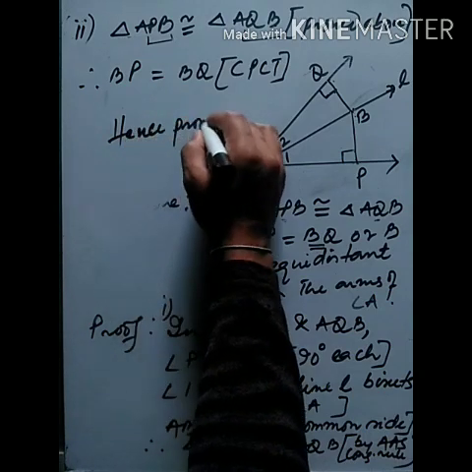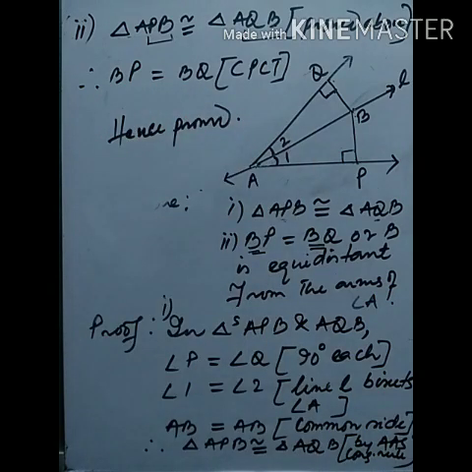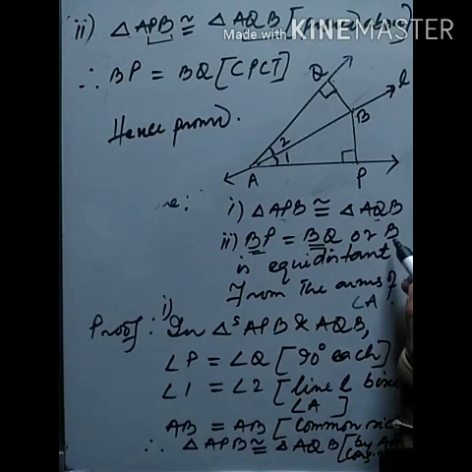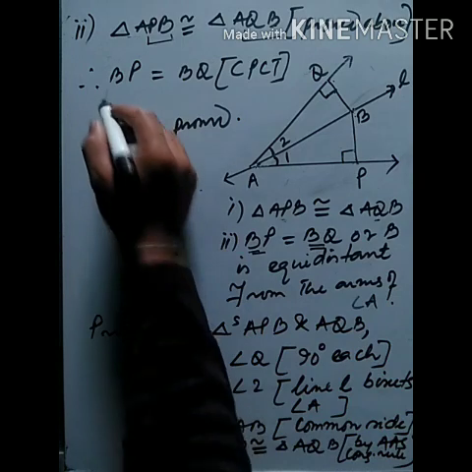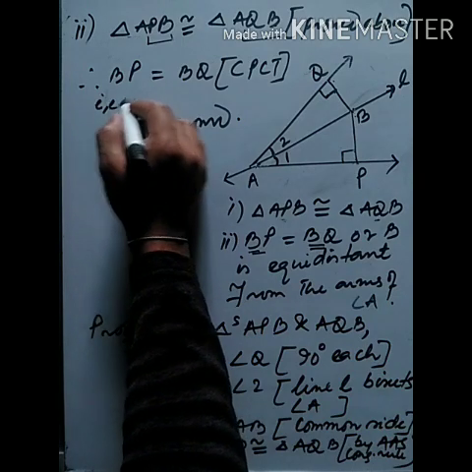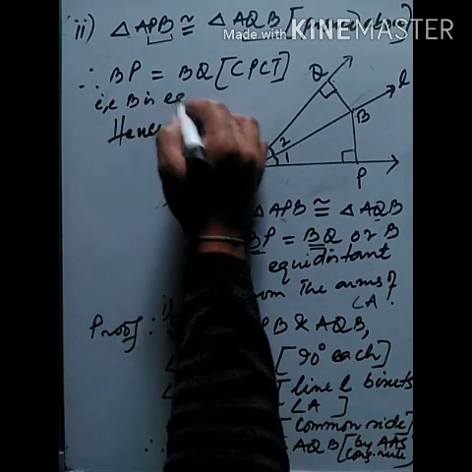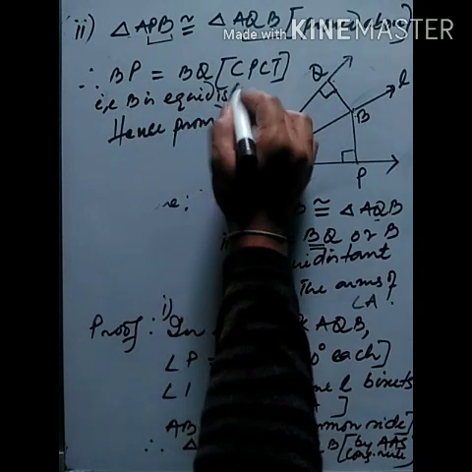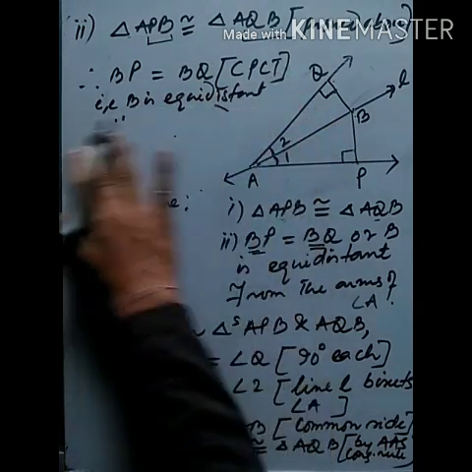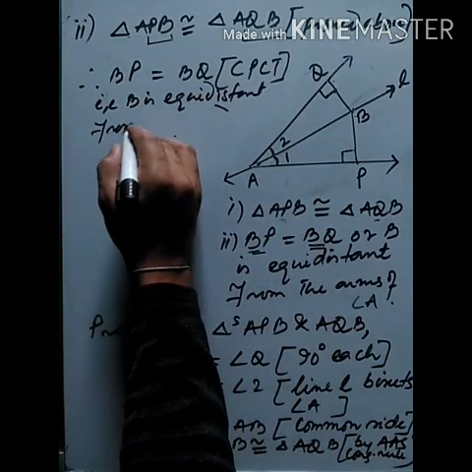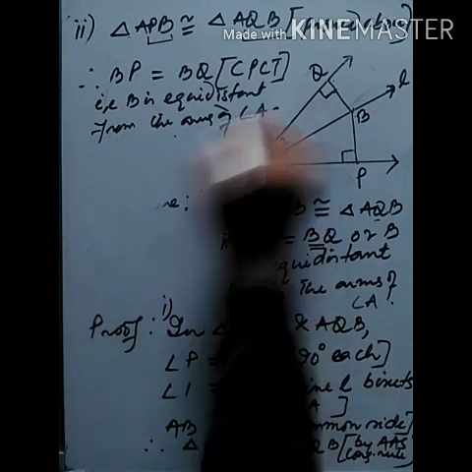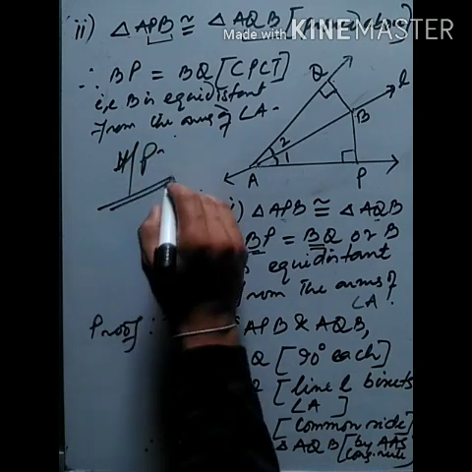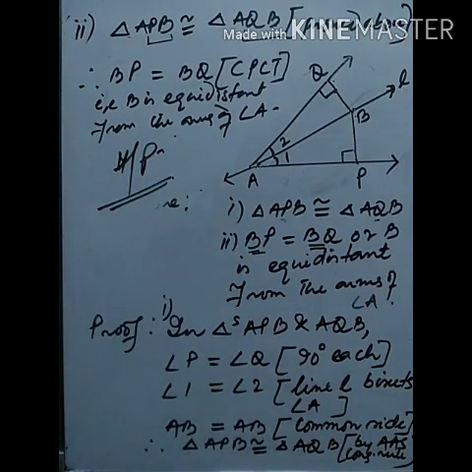Hence proved. Okay, please have a look here. B is equidistant from the arms of angle A. That means you can simply write here that B is equidistant from the arms of angle A. So hence proved. Okay, we'll move to the next question.